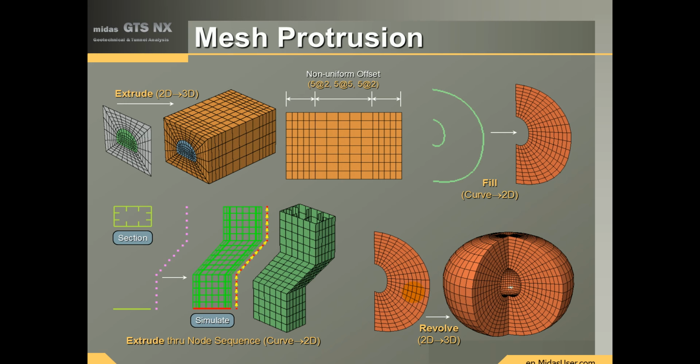For the protrusion, similar to the geometry functions, a 2D mesh can be used to generate a 3D mesh easily, using the mesh protrusion functions such as uniform or non-uniform extrusion and revolution, and other functions like that. We've also got the fill function, which you can see in the top right hand corner, and just extrude by a line.